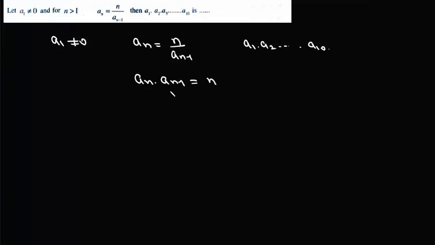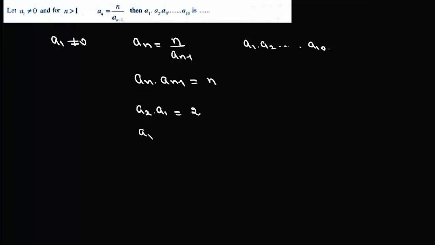a1 = a, b unequal to 0, and for n greater than 1, we are given that an equals n upon a n minus 1. Then we need to find the value of a1 into a2 up to a10. Now basically this is product of two consecutive terms. We can write an into an minus 1 equal to n. Now if we put n as 2, we can write a2 into a1 will be simply 2.